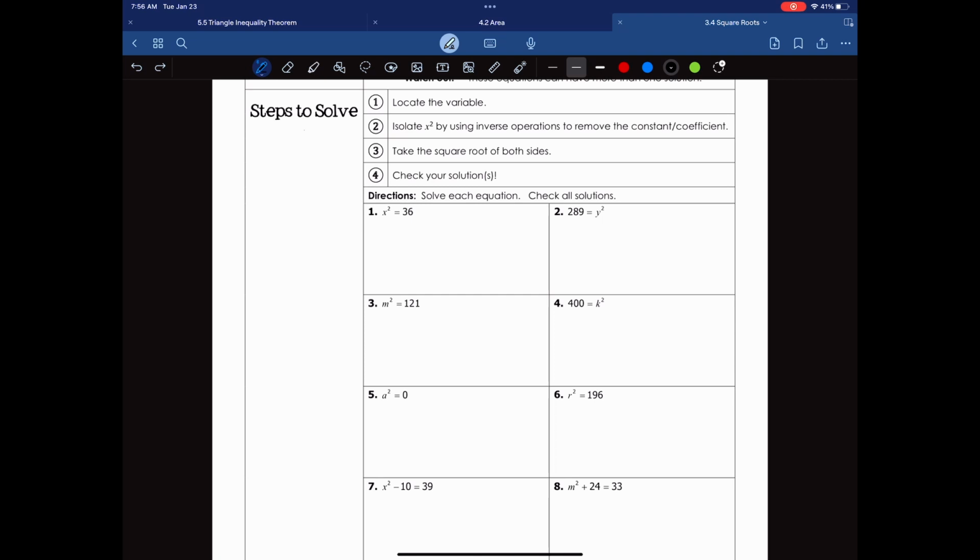So number one, we're just trying to get x squared by itself. And just from looking at this, it looks like x squared is all by itself already. So we don't have to do any other algebraic manipulations other than take the square root. If you're wondering, how do I take the square root? Think of a number that when you multiply it by itself, you get 36. We should know at this point that that's 6. Alternatively, if you need to use a calculator, use a calculator.